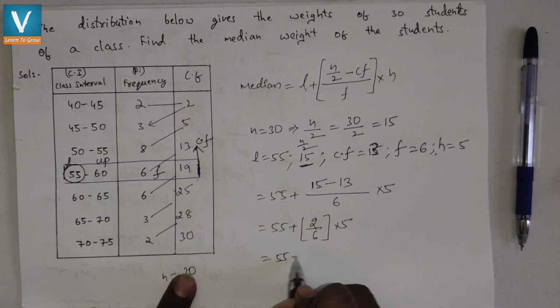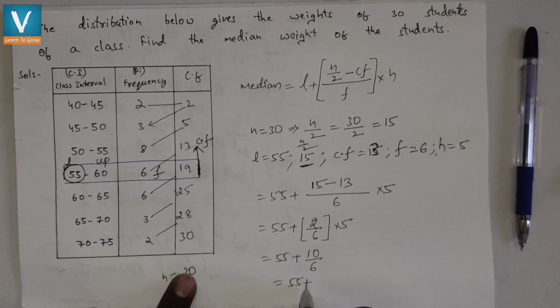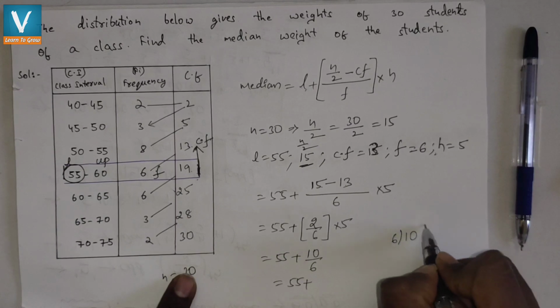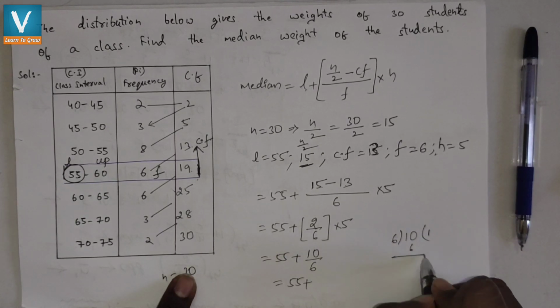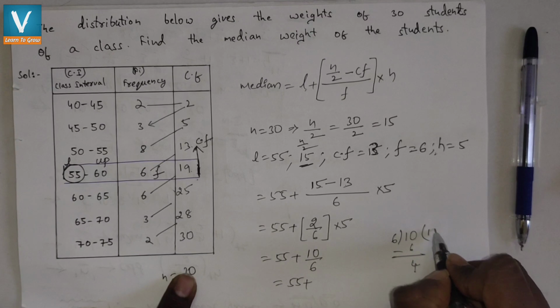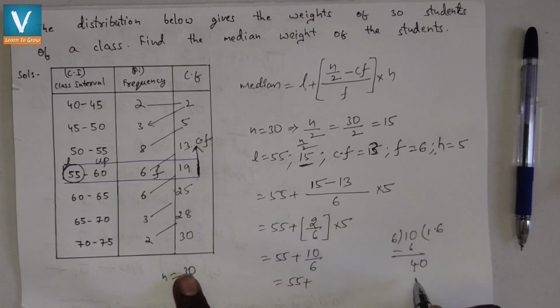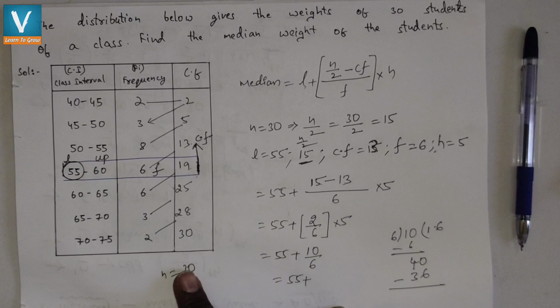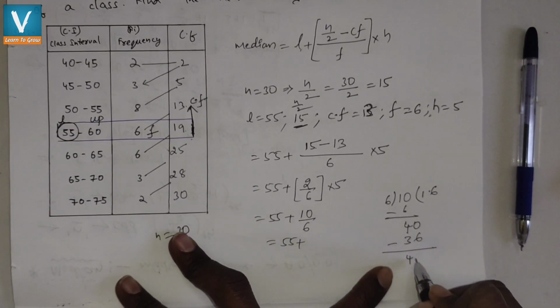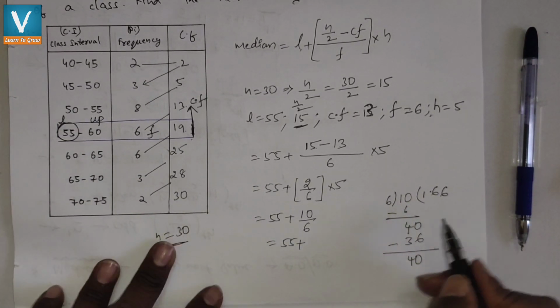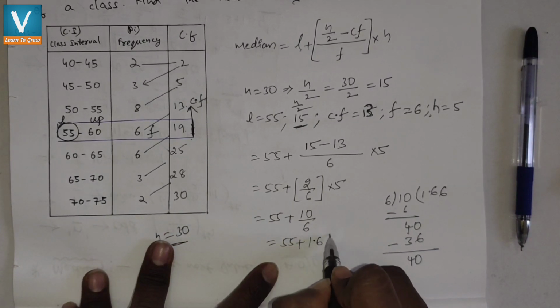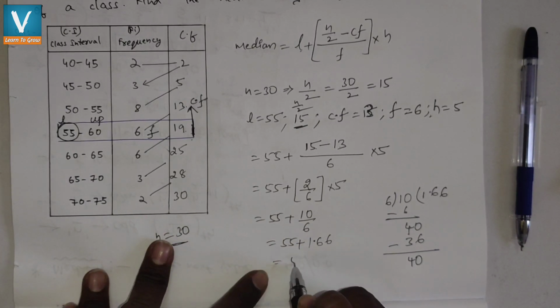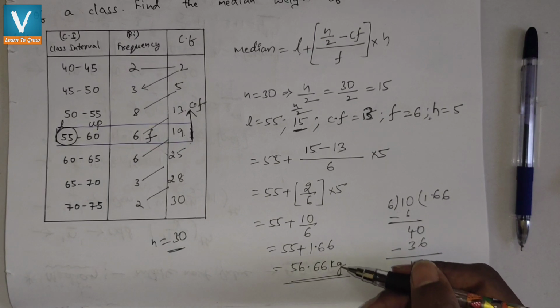This equals 55 plus 2 fives are 10, so 10 by 6. I'm doing the division here: 10 divided by 6, 6 ones are 6, 10 minus 6 is 4, decimal point, 0. Again 6 sixes are 36, subtraction gives 4, and so on. So 1.66, approximately. Then 55 plus 1.66 is 56.66 kgs, the median of the data.